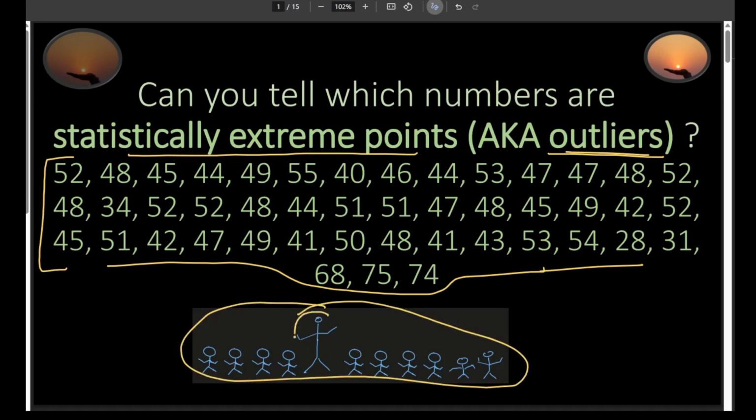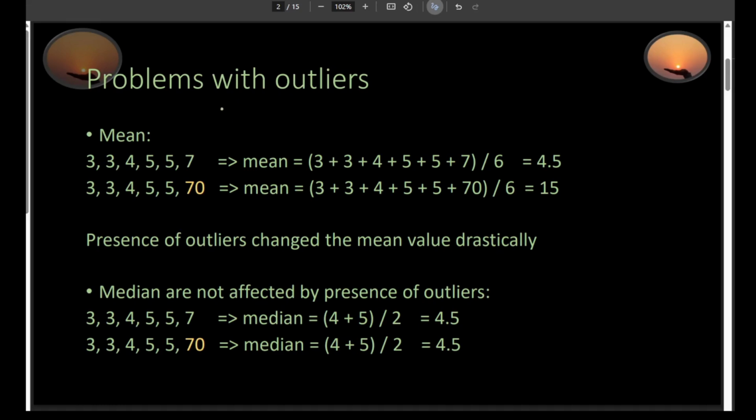The answer is yes, you can, right there. You can see that this guy is the tallest guy, and you can find the outlier over here. In this session, I'm going to show you how you can find outliers of data that are numeric in nature, like this one. So let's try to understand the problems with outliers.